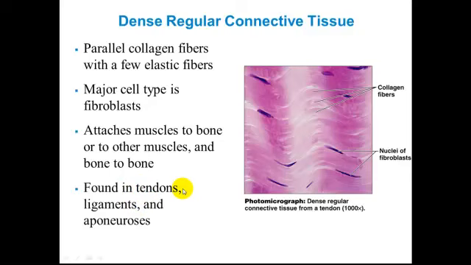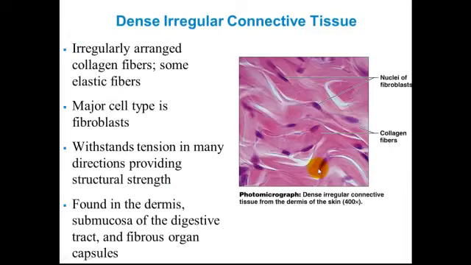Now compare this dense regular connective tissue to dense irregular connective tissue. Here, once again, we see collagen fibers. However, they're less regularly arranged. These would be moving in all dimensions. So you can imagine in any two directions, there's not as much tensile strength, but there is some degree of strength all around. So this would withstand tension in many directions.